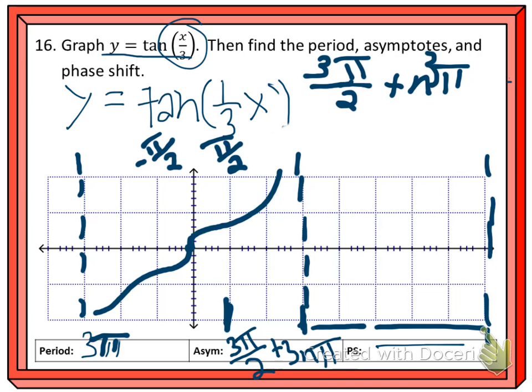And to finish this graph, in the middle, that would go to here of this. So our next asymptote would be right there. Pretend to draw another tan graph. And that's your number 16.